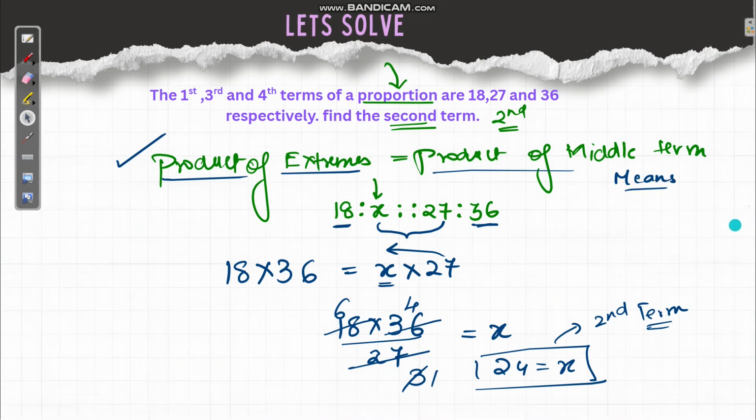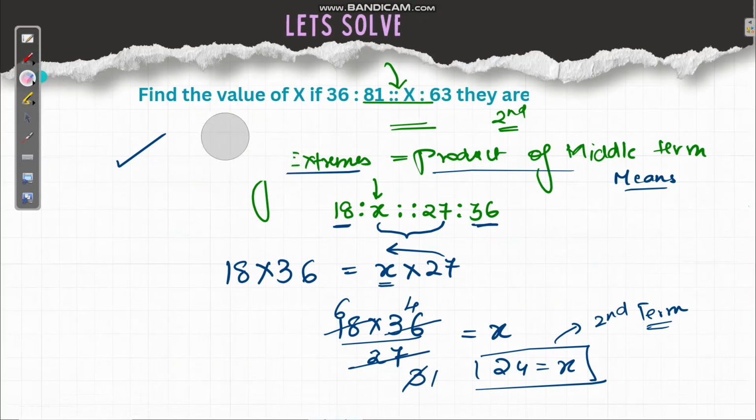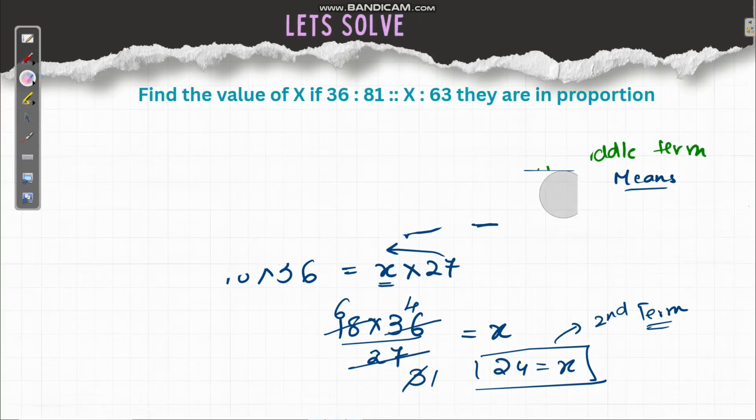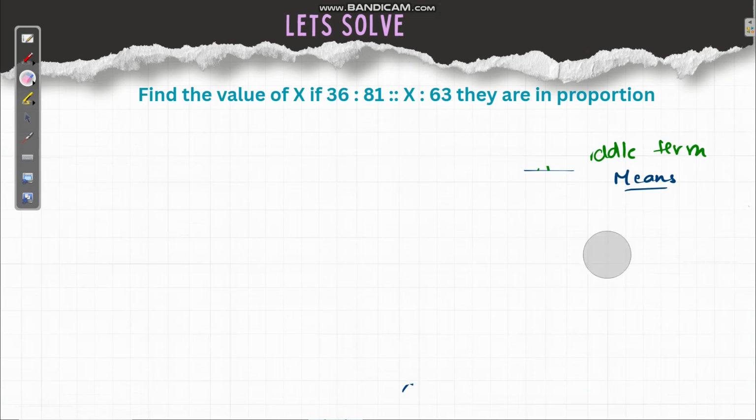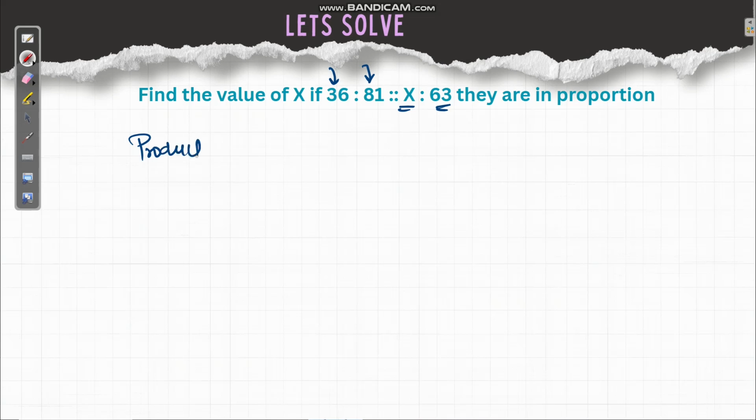Let's solve one more question with a different formula, okay. Any formula you can use, whichever you understand, whichever feels easy, you can use that. So let's find the answer for this question. See, the first term is given to us, that is 36. Second term is given to us, 81. Third term is missing and the fourth term is already given. So we will use the same formula. Always try to write the formulas, okay. Product of extremes is equal to product of means.